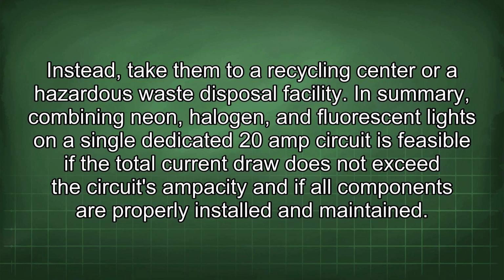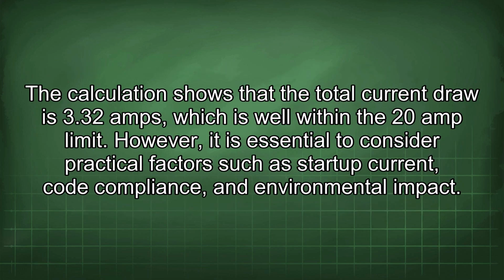In summary, combining neon, halogen, and fluorescent lights on a single dedicated 20-amp circuit is feasible if the total current draw does not exceed the circuit's ampacity and if all components are properly installed and maintained. The calculation shows that the total current draw is 3.32 amps, which is well within the 20-amp limit. However, it is essential to consider practical factors such as startup current, code compliance, and environmental impact.